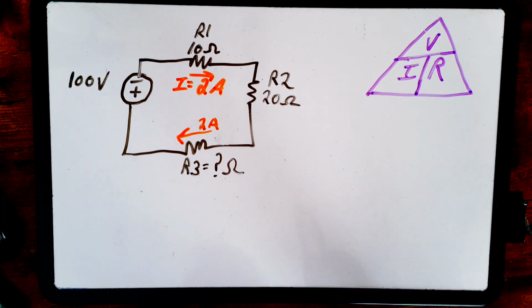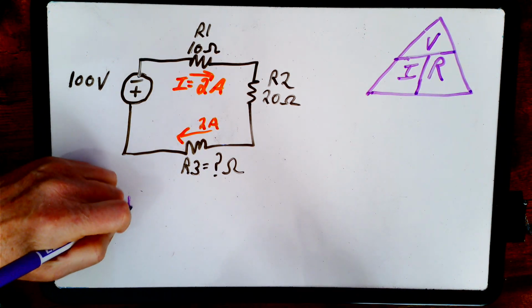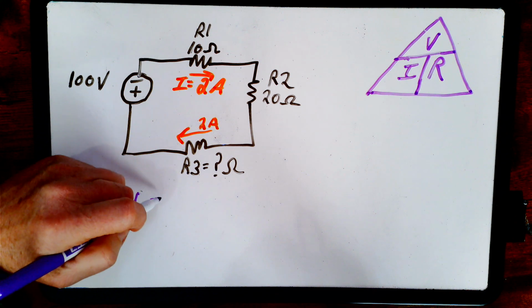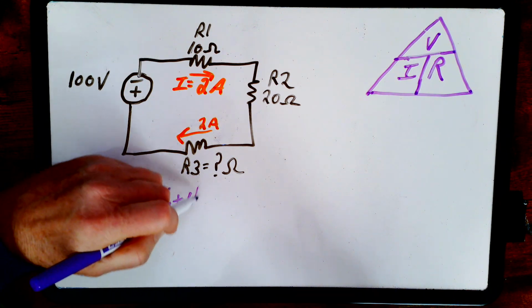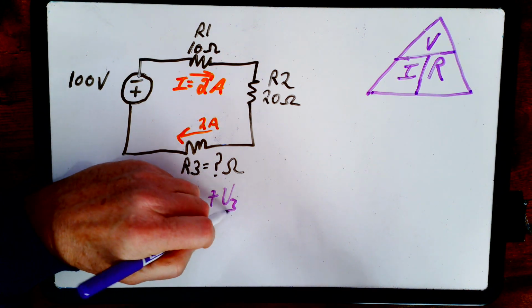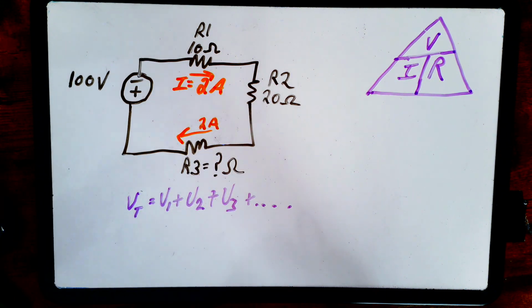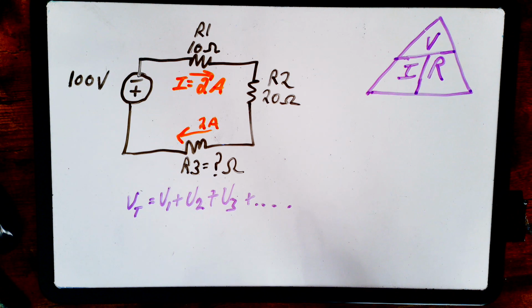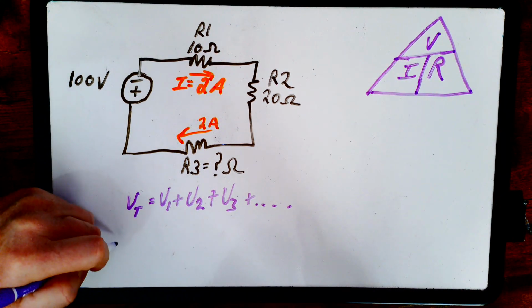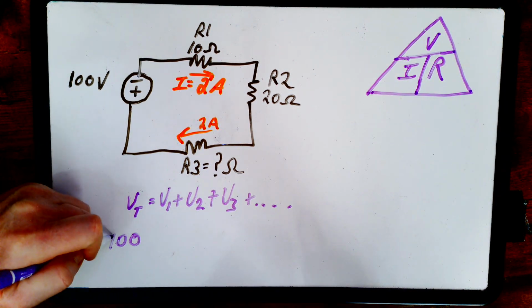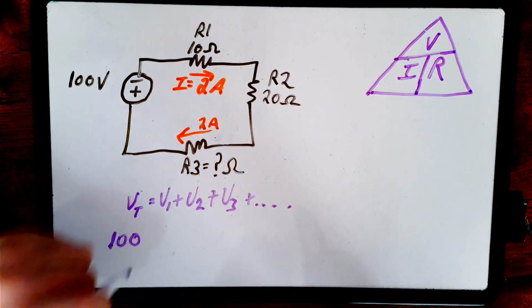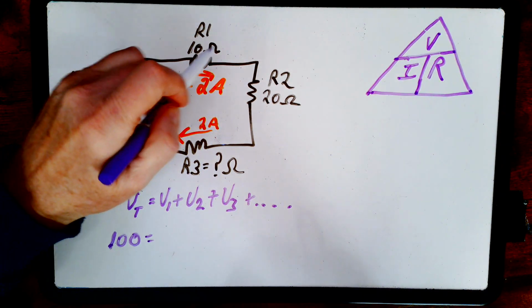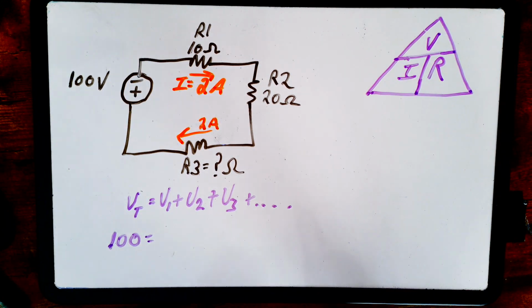Well, there's a rule with the voltages in a series circuit. It says voltage total is going to equal V1 plus V2 plus V3 plus whatever if there were more resistors. So we know that we have 100 volts, and that's going to equal these voltage drops. So let's find out what those voltage drops are.